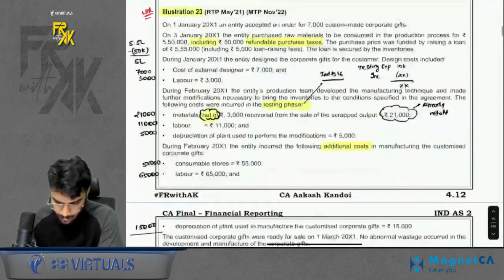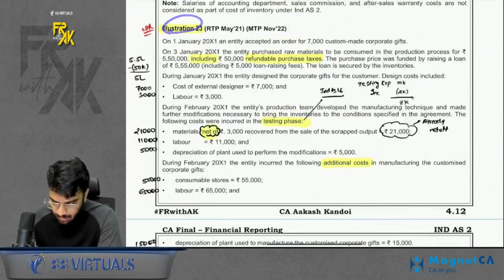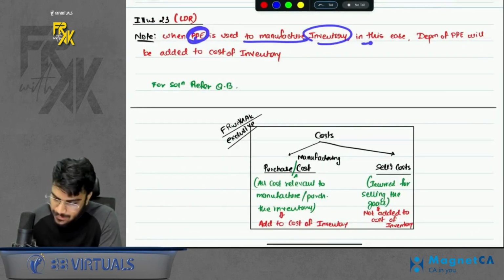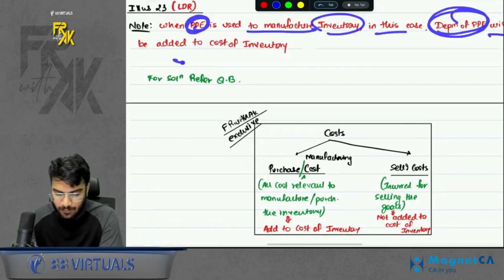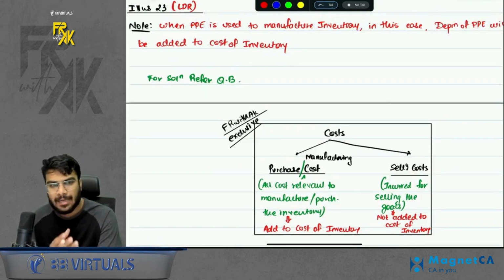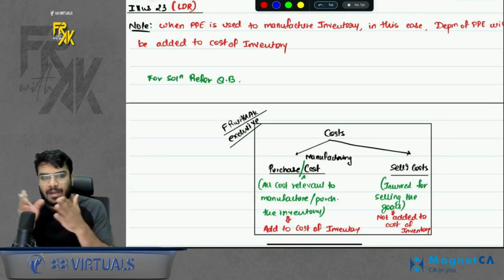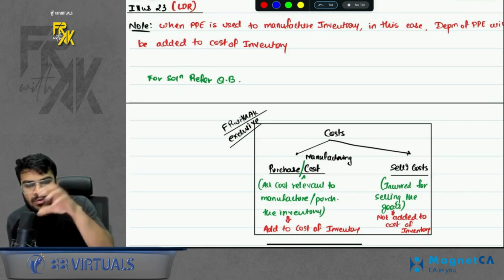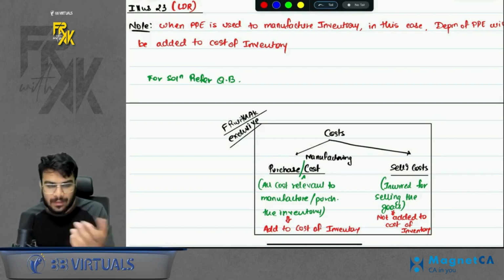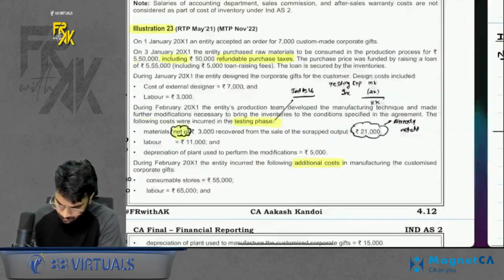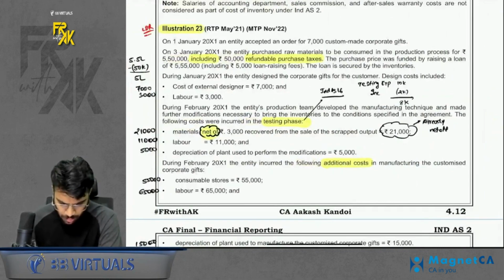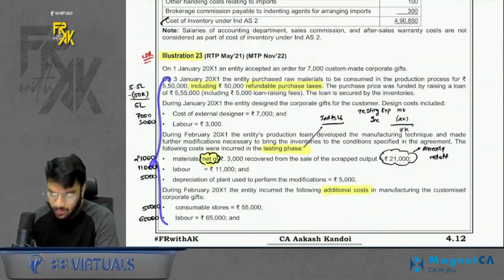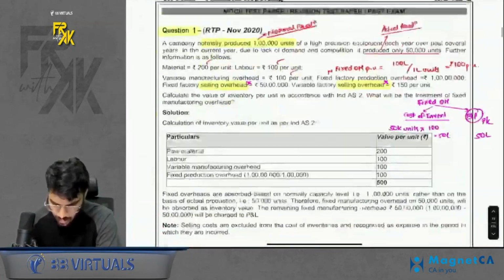Then illustration number 23 is also a good question. Just remember one concept in this. When PPE is used to manufacture the inventory, in this case, depreciation of PPE will be added to the cost of inventory. Let's say if I'm using a plant to manufacture this mic, this is my inventory. So the depreciation of that plant will get added to the cost of the mic. It will not be transferred to P&L in that case. So then various costs are given. Let me tell you, all costs are to be capitalized. So just give this a read with this concept I just told you, and you will understand. It's a very simple question.